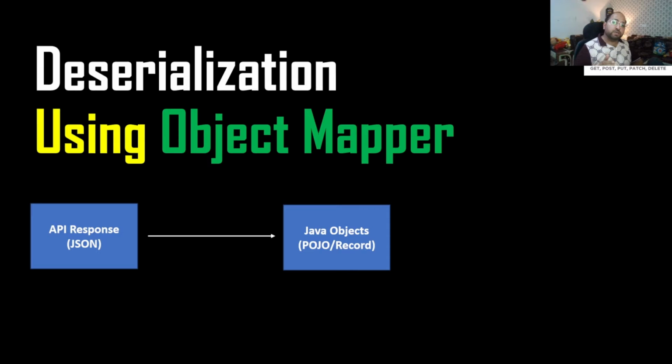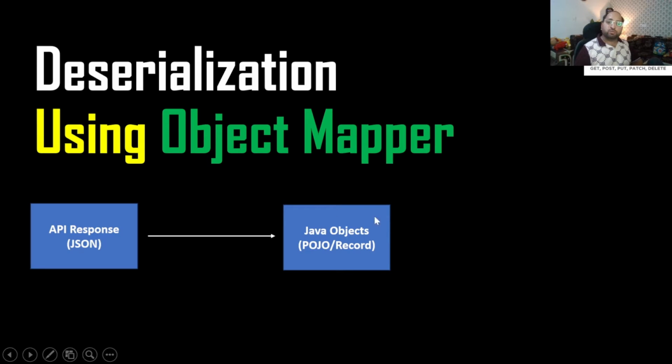We can convert the API response that is in JSON format to Java objects, right? And then we can validate the response with the help of Java objects. So the process of converting this JSON response into Java object is known as deserialization, and this is how we can use deserialization in API automation.